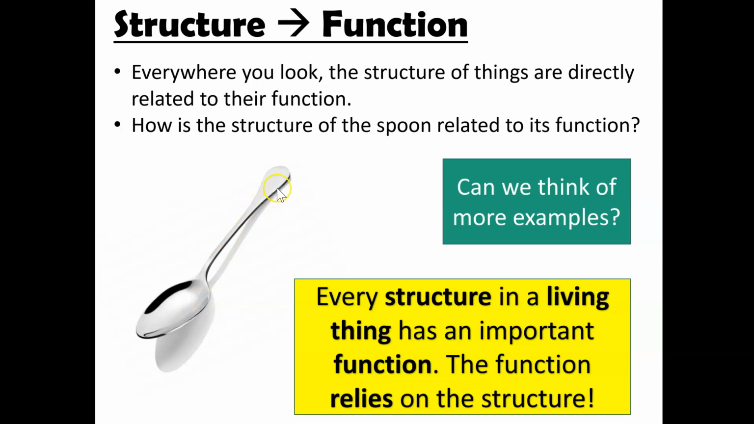So if it was square shaped, for example, it wouldn't be as effective as the round oval shape right here. If it was flat, it wouldn't be as effective as it is now, because it is more concave shaped, the round oval portion of the spoon. So the structure of this object is related to the function and the purpose that spoon serves. So every structure in a living thing has an important function, and the function relies on the structure.